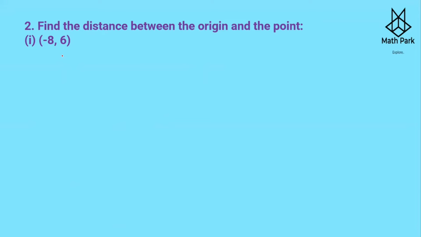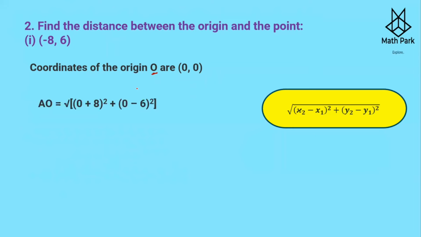Okay, there are some questions. So the coordinates of the origin are 0, 0. Okay, let us take the origin as O and the coordinates are 0, 0. So we find the distance between the points. This is our A. So we find the distance between A minus 8, 6 and O 0, 0. Okay, so this is our x1, y1 and this is our x2, y2. We put in the formula.